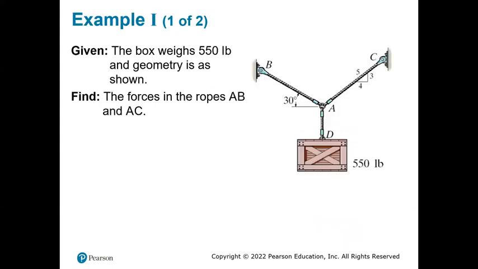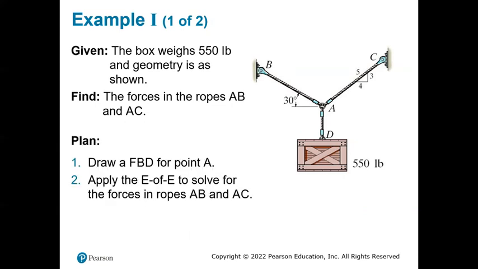Let's look into example one, which is a box that weighs 550 kg, and the geometry is shown here. The forces in the ropes A, B, and C are what you want to find. So we can draw the free body diagram for point A, then apply the equations of equilibrium to solve it. How do we do that? I just remove point A from all the systems. Then I have three cable tension forces acting, and I know the force acting on this rope is going to be this 550 pounds. So let me draw my free body diagram.